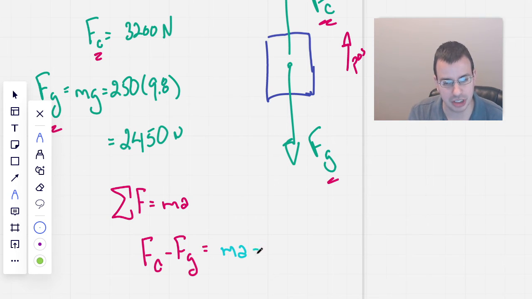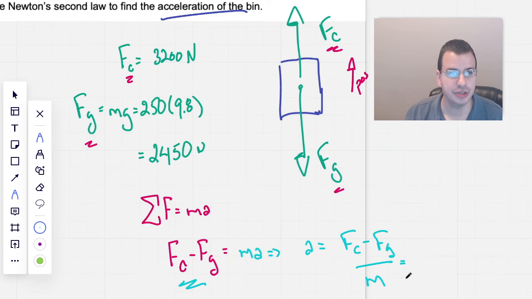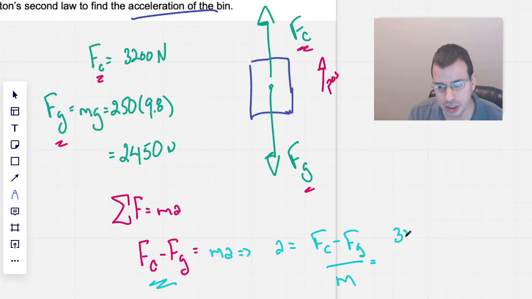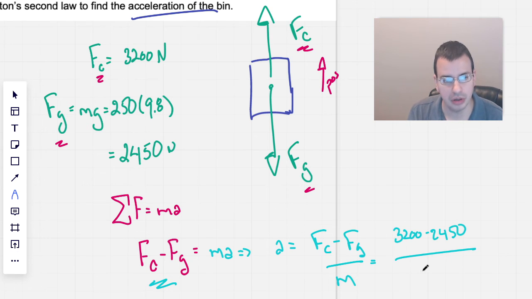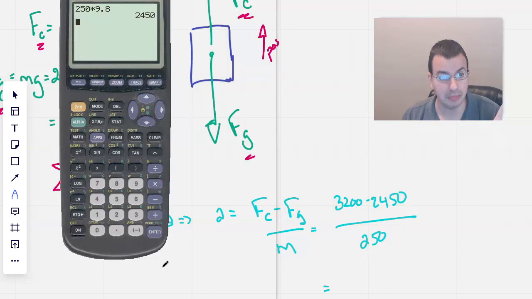So this is the sum of all forces, equal to mass times acceleration. And so the acceleration is going to be force crane minus force gravity all over mass, which is going to be 3,200 minus 2,450 all over 250. This is kilograms, that's newtons. And one thing to notice here is when you subtract two things, you're going to have the same units. In this case, they both have the units of newtons, which is good. So it means that we're not completely wrong.